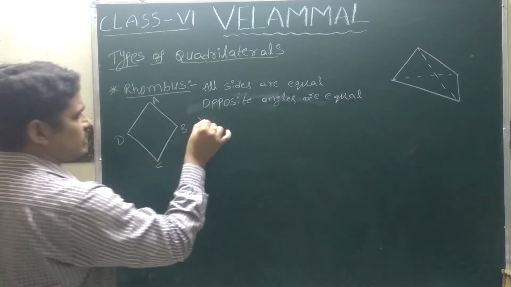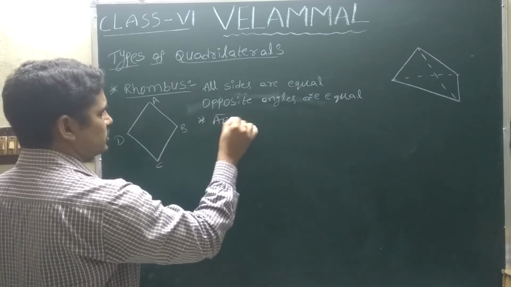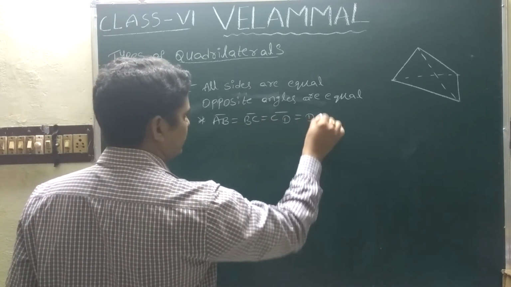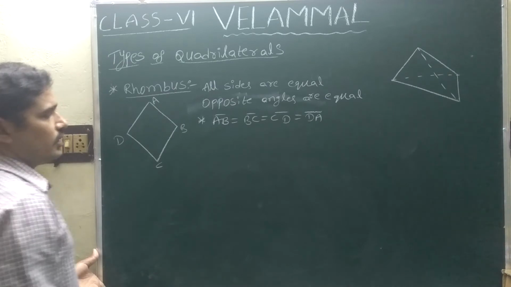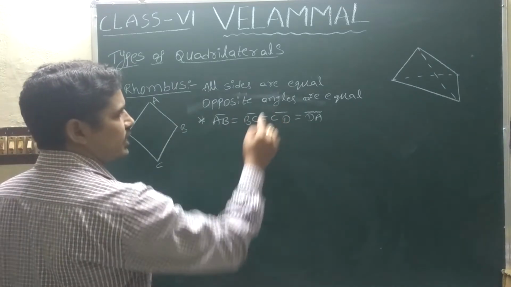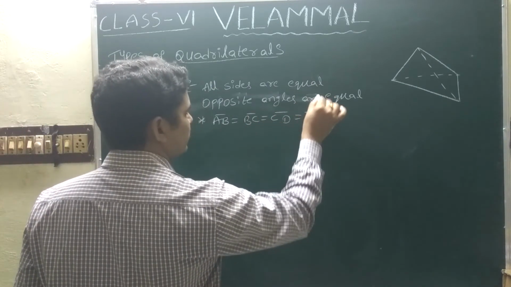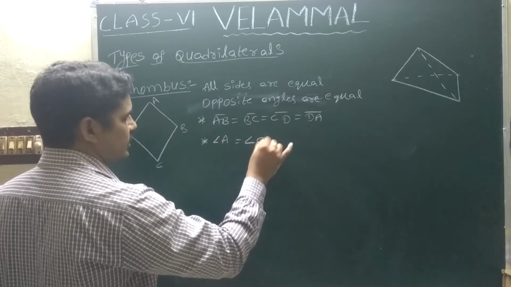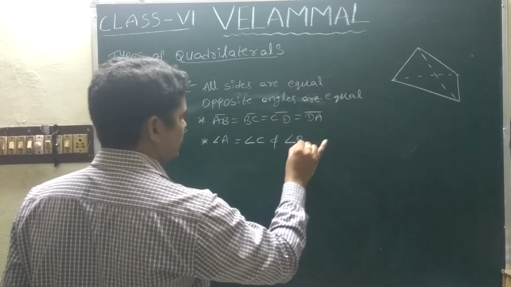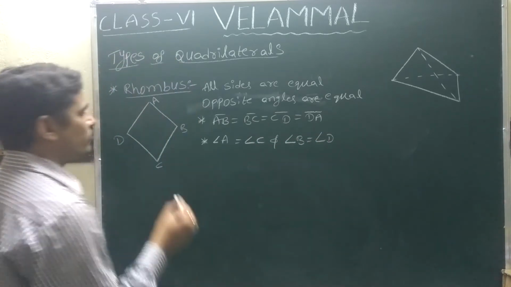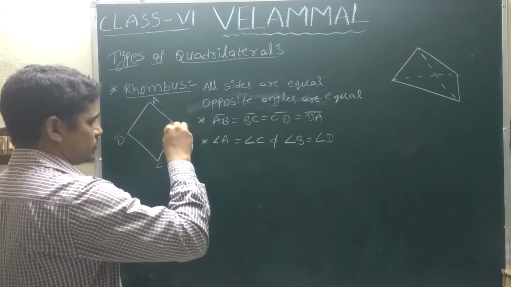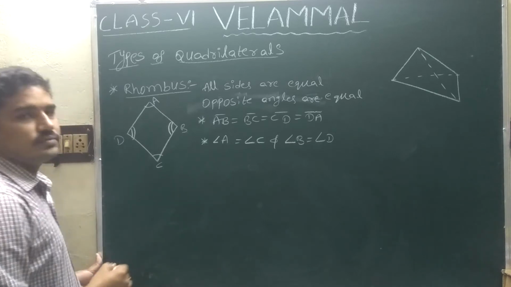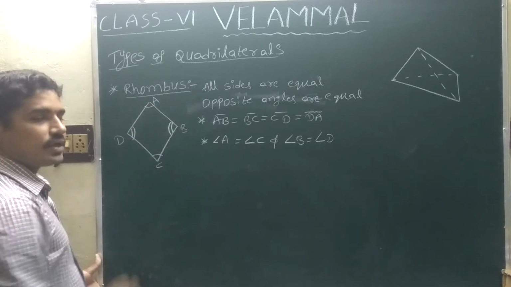So by that we can say the very important point, AB line segment is equal to BC line segment is equal to CD is equal to DA, we can say. And opposite angles only equal. Opposite angles are equal. So by that what we can say? Angle A is equal to angle C and angle B is equal to angle D. So by that how we can express this? These two angles are equal and these two angles are equal. A and C are equal, B and D are equal.